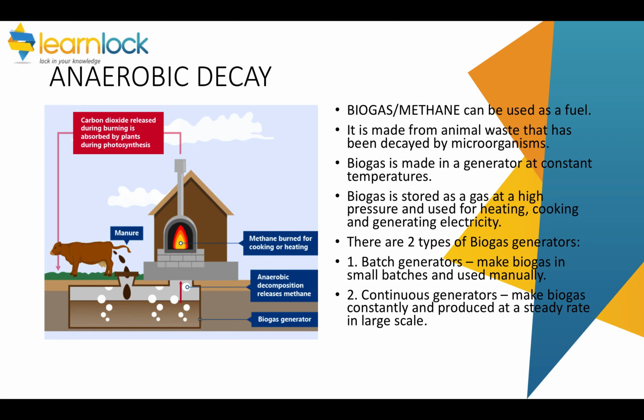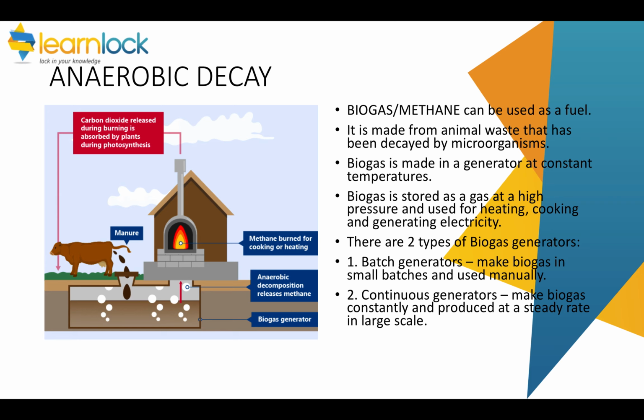Anaerobic decay is useful. So anaerobic decay is when there's no oxygen, and you can use this to produce methane or other biogases, and that can be then used as a fuel. So this is made from animal waste, mainly manure from cattle. And then this gas that is made comes from decomposers which break down the manure. The gas is stored at a high pressure and used for heating and cooking.